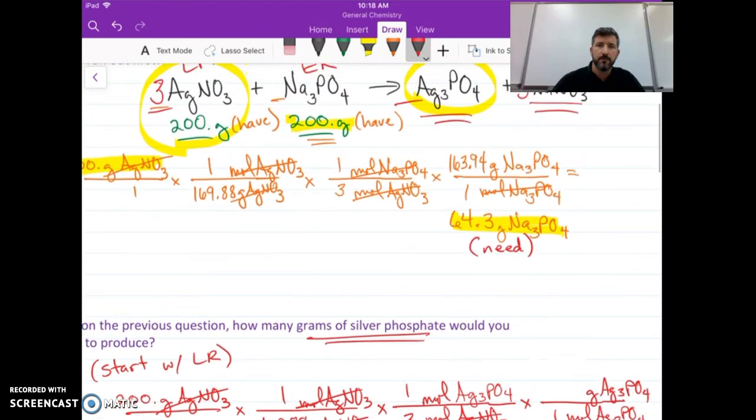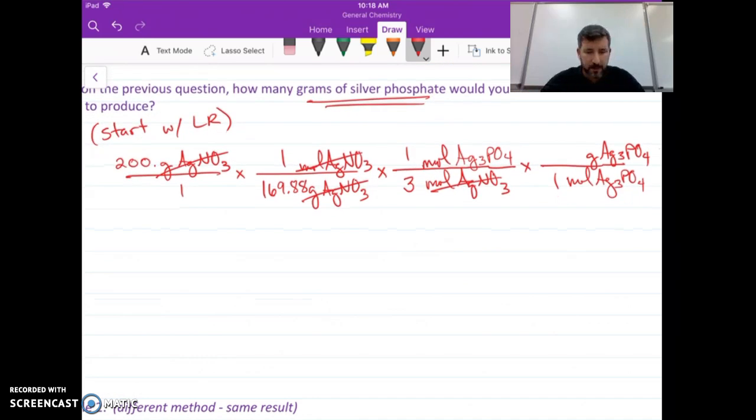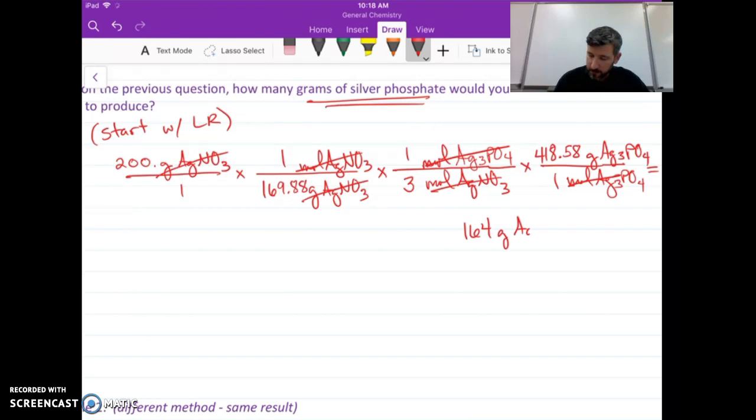Okay, so let's do silver phosphate. I have to go to the periodic table for that. If I do that, I've already done that, and it's 418.58. It's a very big formula unit. And then I'm ready to do the math. So I get 164 grams of silver phosphate produced.